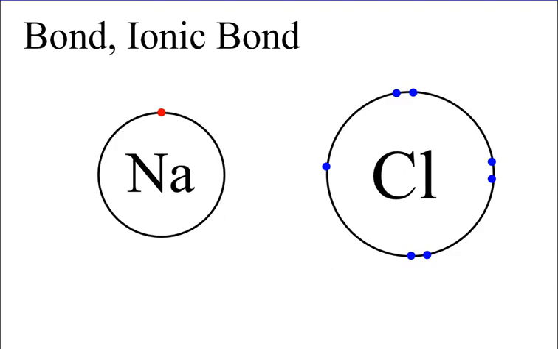Why does this happen? Well, it's because, in general, systems tend to the lowest possible energy they can conform to. They will try to go to the lowest possible energy level they can reach.